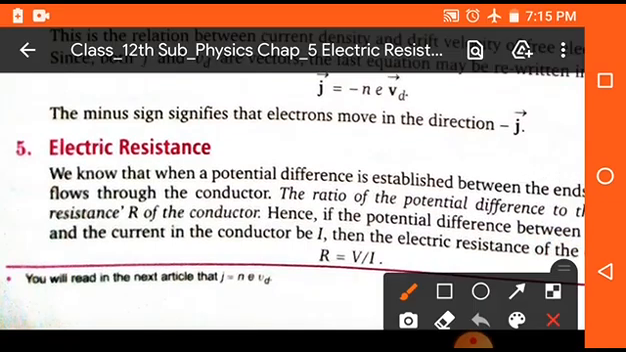Students, now we will discuss an important topic which is also studied by you all at the 10th class level. So this is electric resistance. We know that when we apply a potential difference between the ends of a conductor, then the ratio of potential difference to the current in any conductor is a constant quantity. This is known as electrical resistance. So electrical resistance is represented by capital R, and R is equal to V upon I, where V is the potential difference applied between the ends of a conductor and I is the current which is flowing in that conductor.